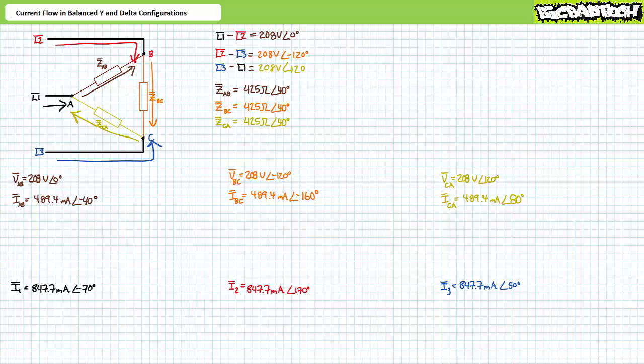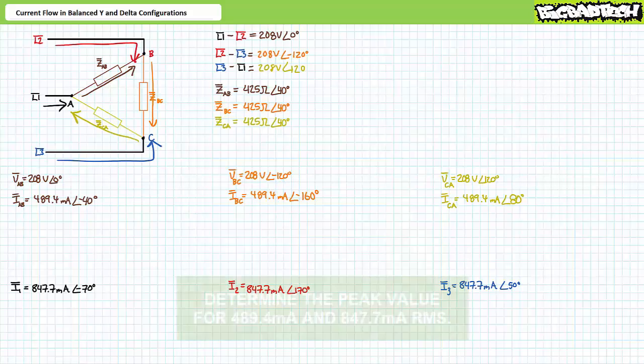What in the hell does this mean? This most assuredly does not mean 489.4 milliamperes chases its tail around the delta, nor does it mean 847.7 milliamperes simultaneously pours into the delta from three different corners. These are phasor values and are merely shorthand representations of time-variant sinusoidal phenomenon.